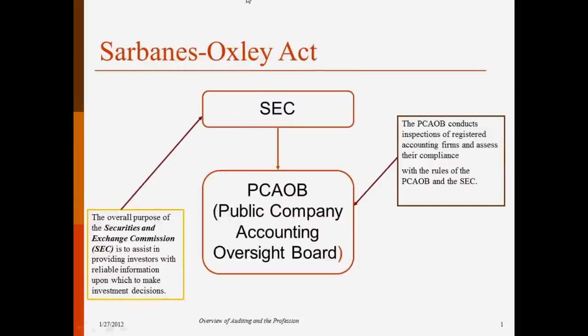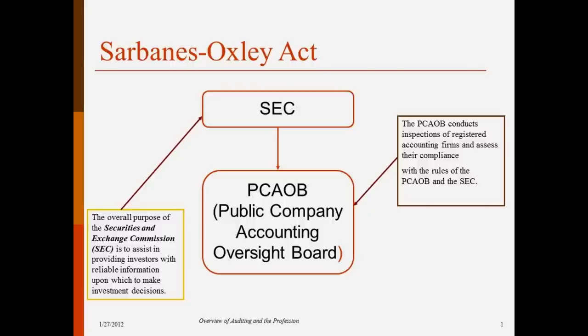I want to talk a little bit about the relationship between the Sarbanes-Oxley Act, the PCAOB, and the SEC. So the SEC you're all familiar with. The SEC is responsible for protecting the capital markets, ensuring that the participants in the capital markets are protected. So all publicly held companies are required to file their financial statements with the SEC. They have all kinds of rules and deadlines by which time financial statements should be filed. So all companies have to file a 10-K with the SEC on an annual basis.